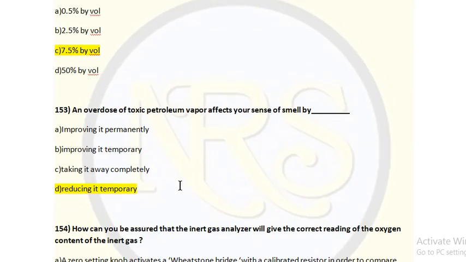Question number 153. An overdose of toxic petroleum vapor affects your sense of smell by: option A, improving it permanently; option B, improving it temporarily; option C, taking it away completely; option D, reducing it temporarily. The correct answer is option D, reducing it temporarily.